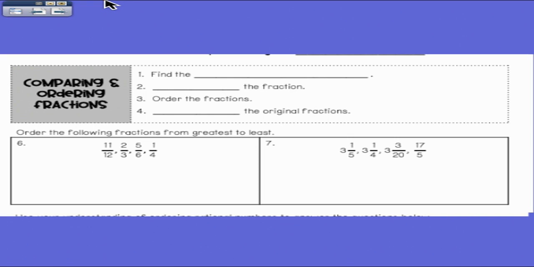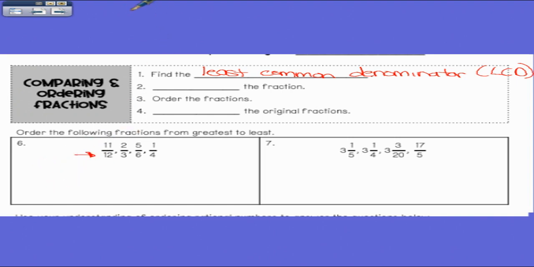Okay, find the least common denominator. This is what we're going to do first. And we call this an LCD because math teachers are lazy. Yes, you got it. So we're going to look at these numbers, just the denominators: 12, 3, 6, 4. What do they all have in common?